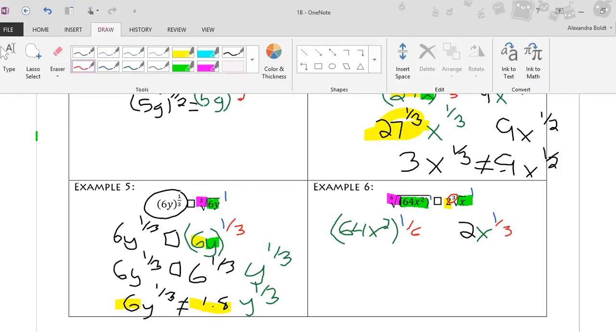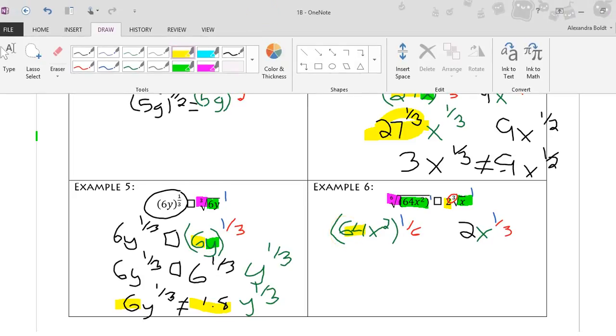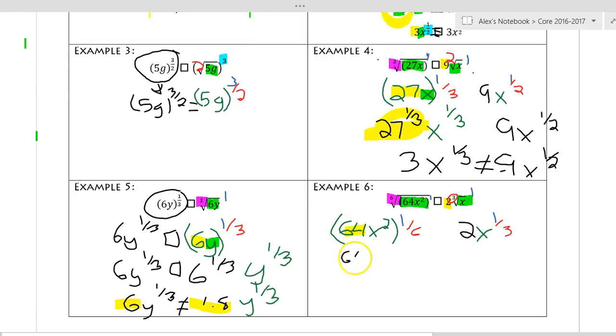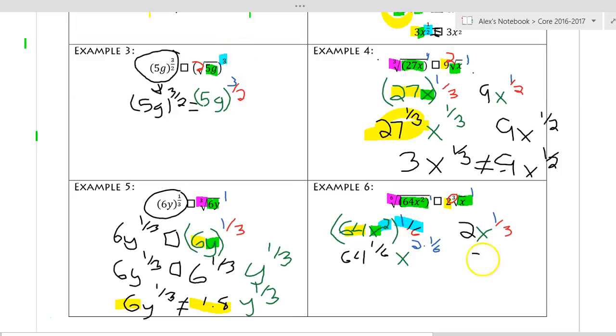Now I just need to simplify, right? On the left, 64 is acting as just a coefficient. So it's 64 to the 1/6. x is my base. So I have x. And then 2 and 1/6 are those two exponents. And since it's being raised to a power, we're multiplying them. Then on the right side, 2x to the 1/3 can't be simplified anymore. So it's just going to hang out.